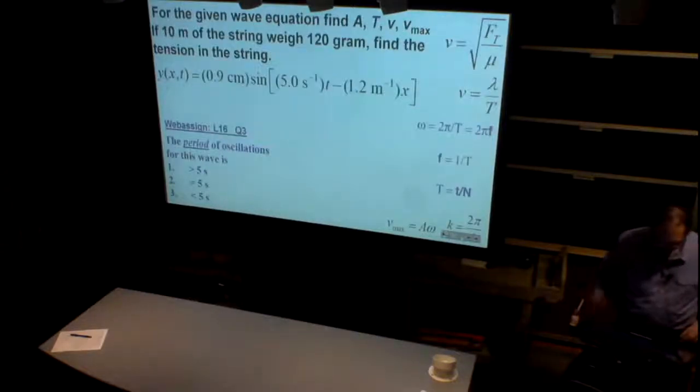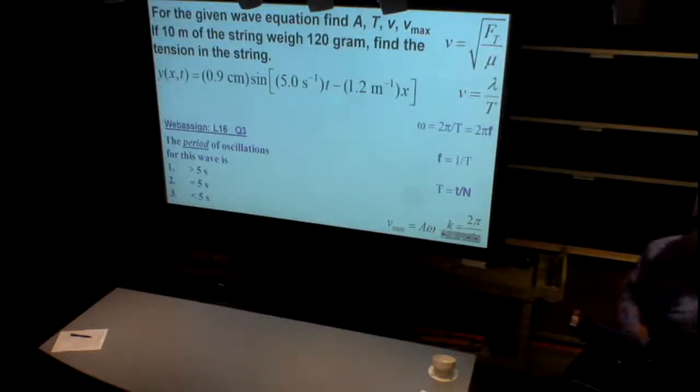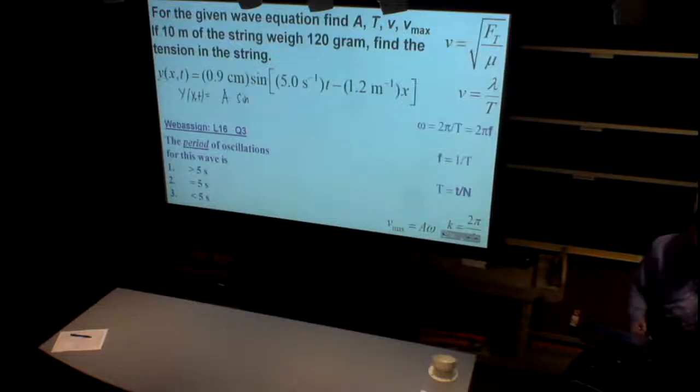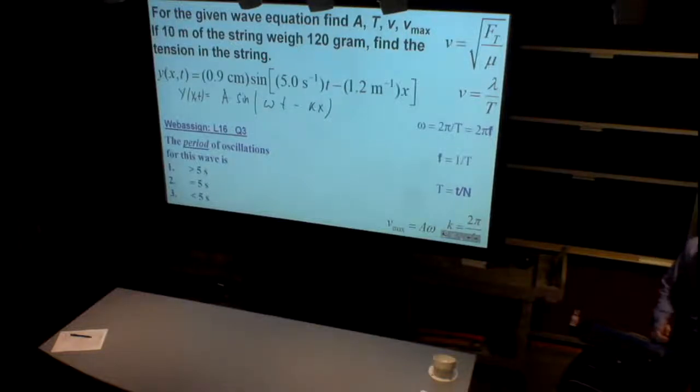Well, while you're doing that, I'm going to start analyzing the whole structure of this equation. So in general, a wave equation looks like this. There's a number which represents the amplitude, a trigonometric function which represents how the wave is generated at the source, and then an expression. In general, the name of that expression is a phase.